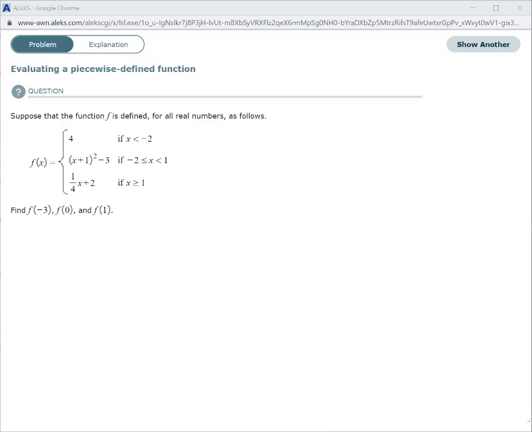Evaluating a piecewise defined function. This is your favorite, I know it. So piecewise function, as we remember, has different pieces to it. So this one right here has 3 pieces in the function.